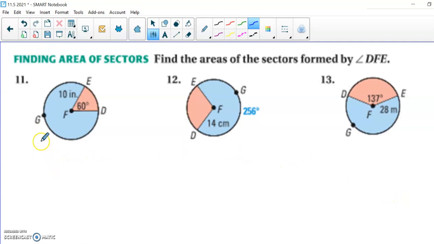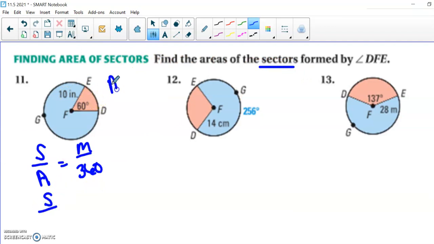So for this one, our formula again is, I'm just going to call it S for sector, is to A for area of the whole circle. What fraction of the whole circle is this? As the measure is to 360. Okay. So again, this section we're looking for sectors. So I'm just going to leave that as my unknown. Area, remember, of circle is pi r squared. Have to have the radius.